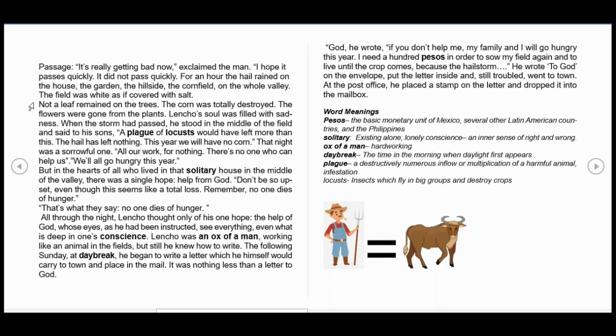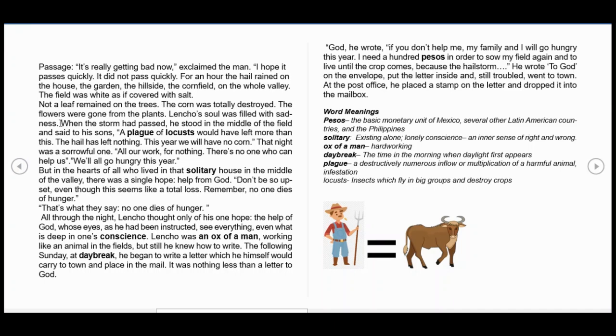So not only that, there is not a single leaf remaining on the tree. See, hailstones are quite heavy, and when they fall, they destroy the crop, they destroy the trees, the leaves. So the entire corn crop was destroyed. The flowers which were borne by the crops were all destroyed, and Lencho's soul was filled with sadness.